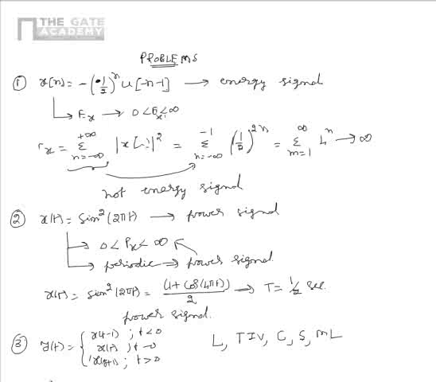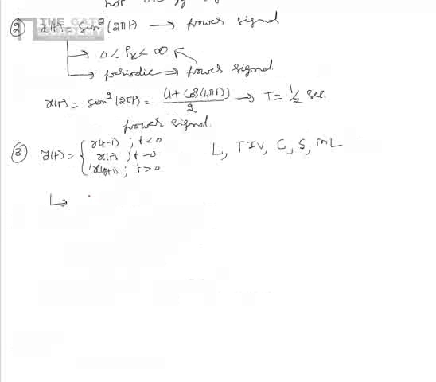Now we know that the given system would be linear if it satisfies the superposition principle. We can prove that the given system satisfies the superposition principle. From this, we can definitely say that the given system is linear.